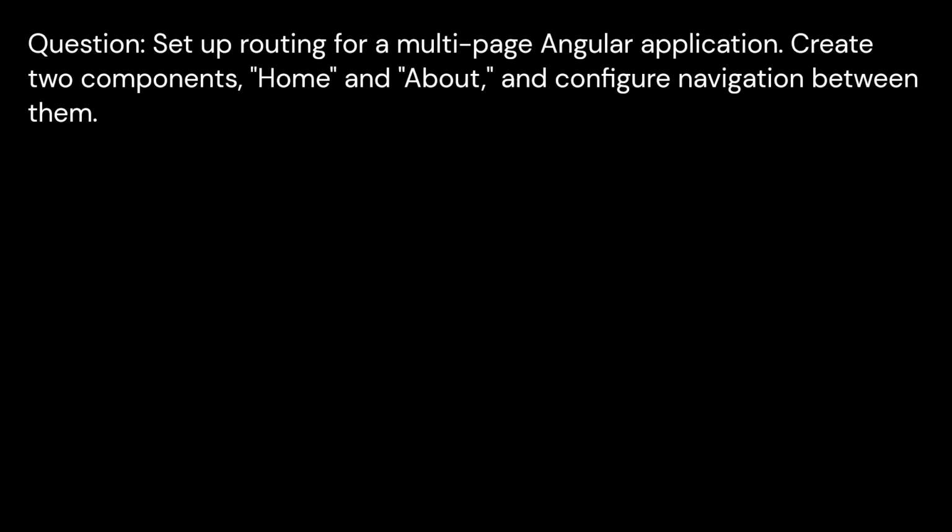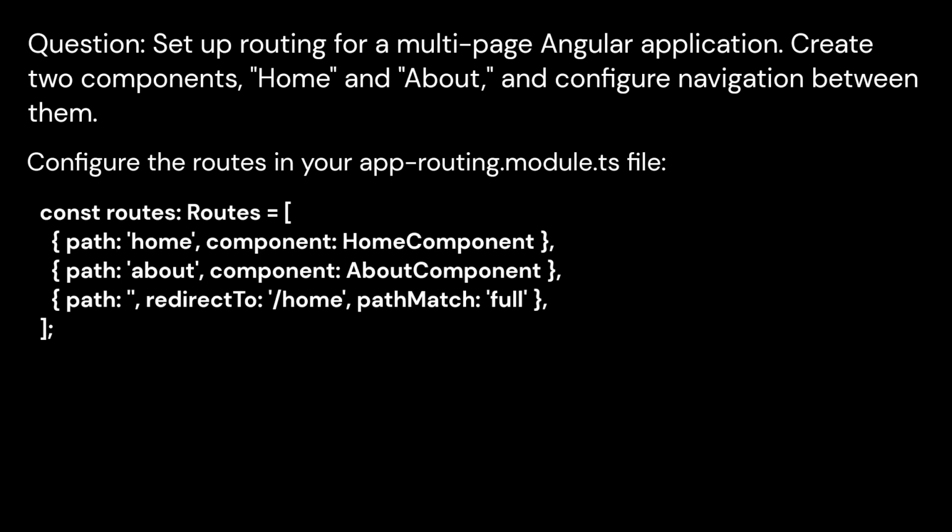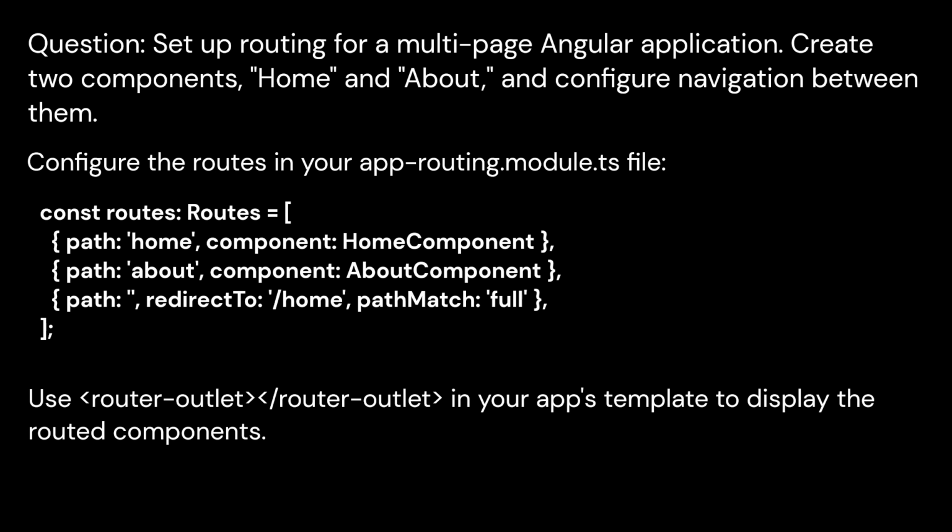Question 5. Set up routing for a multi-page Angular application. Create two components, home and about, and configure navigation between them. Answer is, configure the routes in your approuting.module.ts file. In the above example, we have created routes array to specify the path and their related components. Use router_outlet tag or selector in your app's template to display the routed components.